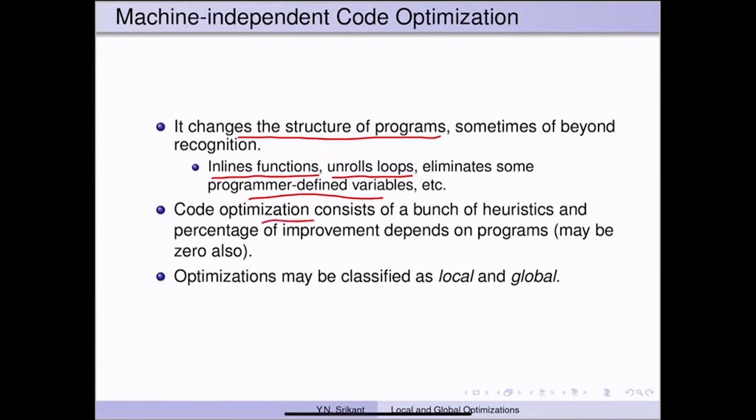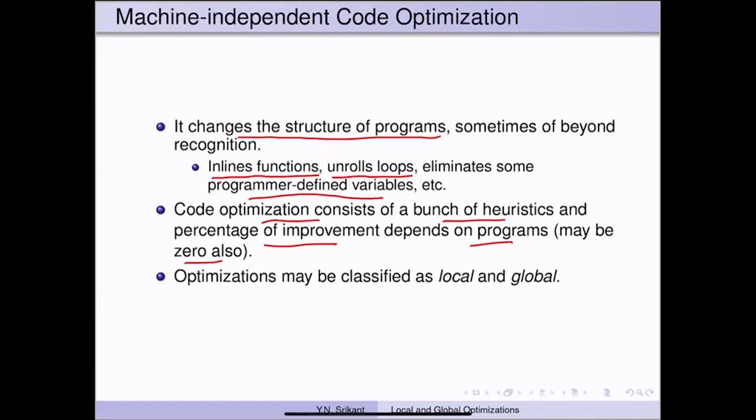Basically, code optimization is a bunch of heuristics, and the percentage of improvement depends on the program. Sometimes the percentage is 0. So you cannot guarantee that there will be a 10% or 20% improvement by the code optimization process. There may be, there may not be; it depends on the program.